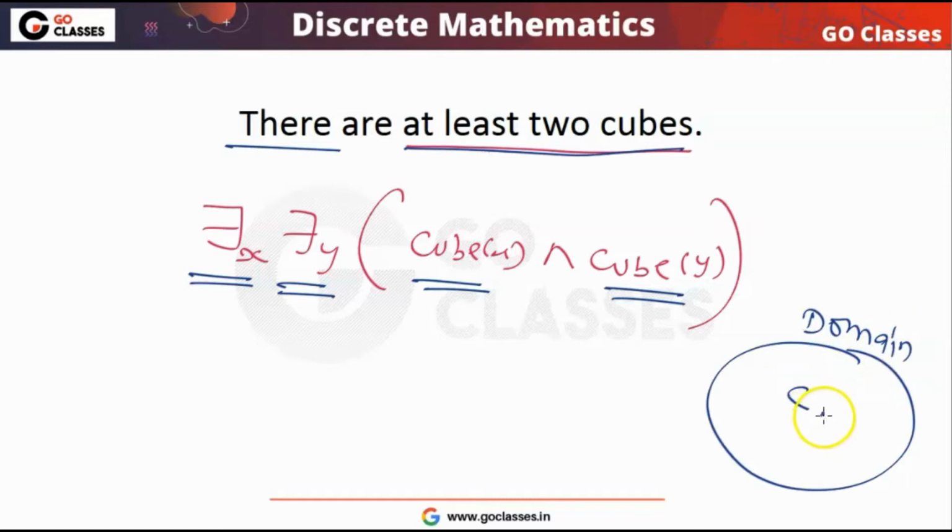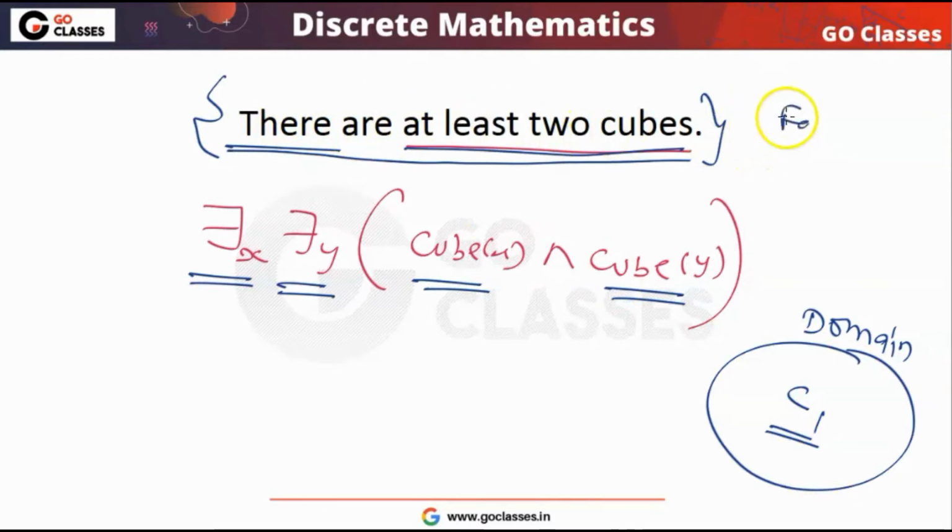Let's call this C1. This is the only cube. Now you can notice that there is only one cube, so this statement should be false. This English statement, there are at least two cubes, should be false because in our domain we only have one cube. But you can notice that this first order logic expression will be true.